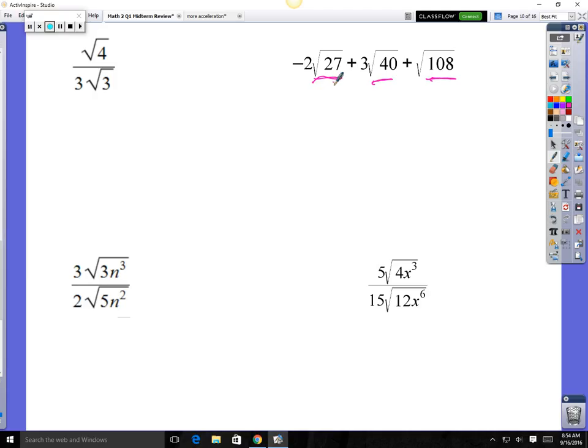So 27 is 9 times 3. 3 is prime. 9 is 3 times 3. Those are prime. So you're going to swap this out for negative 2 square root of 3 times 3 times 3, and that is a square. So that is 3 squared, and this square root is going to undo that square. So this 3 comes out and multiplies by the negative 2, and this 3 stays in.